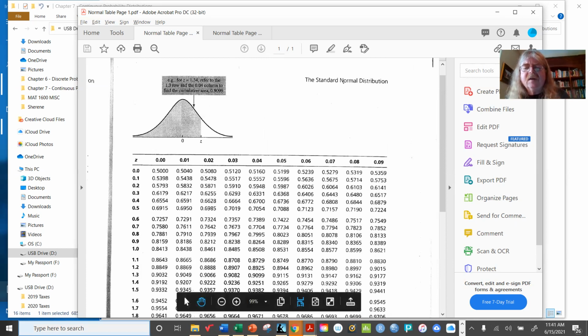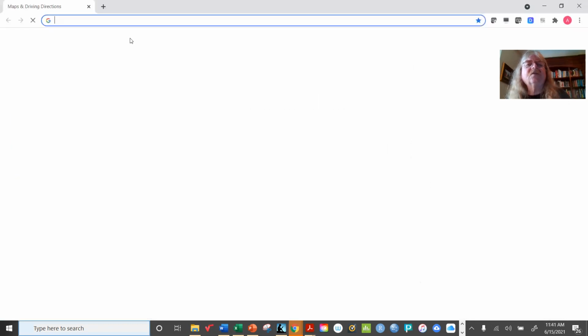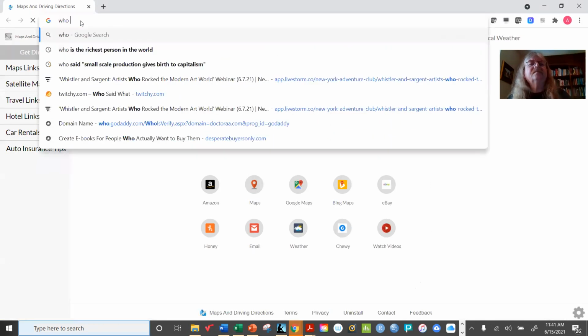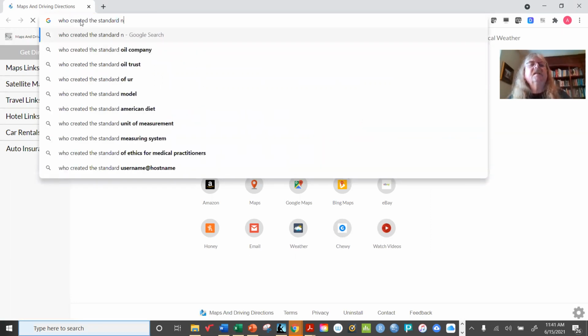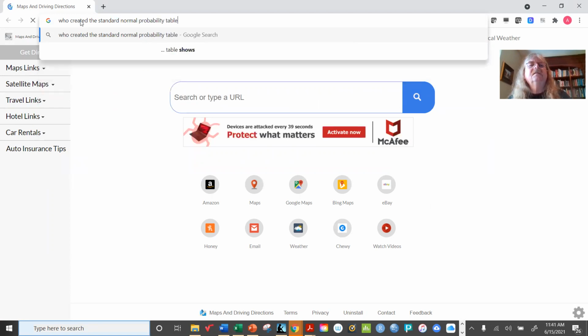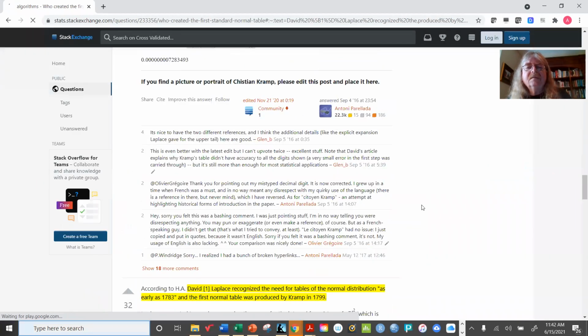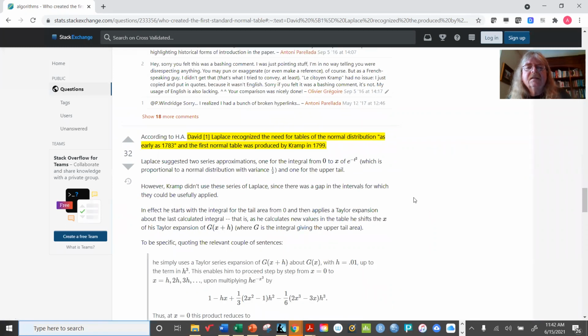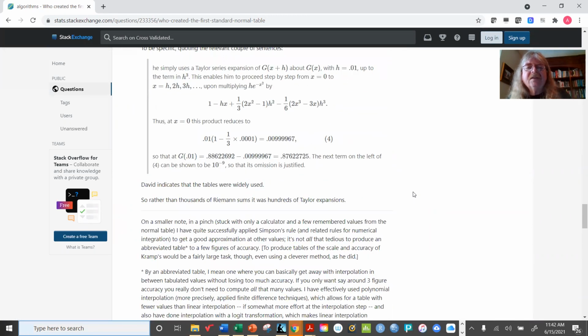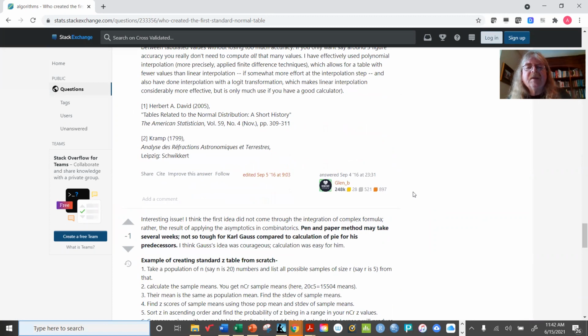It's not likely that any one person's name is associated with these Z tables. Laplace recognized the need for tables of the normal distribution as early as 1783, and the first normal table was produced by Kramp in 1799. I never heard of these guys before, but they're important. Imagine, they saved a lot of people a lot of grief.